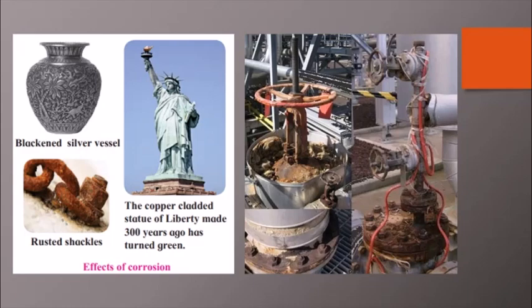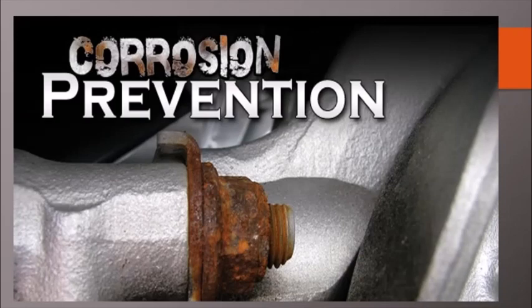So in this way, any type of metal can be corroded. It can be iron, copper, silver or aluminium. Now, how can the corrosion of metals be prevented? It can be prevented by coating the metal with something which does not react with moisture and oxygen. A layer of any substance on the metal surface avoids the contact of the metal with the moisture.